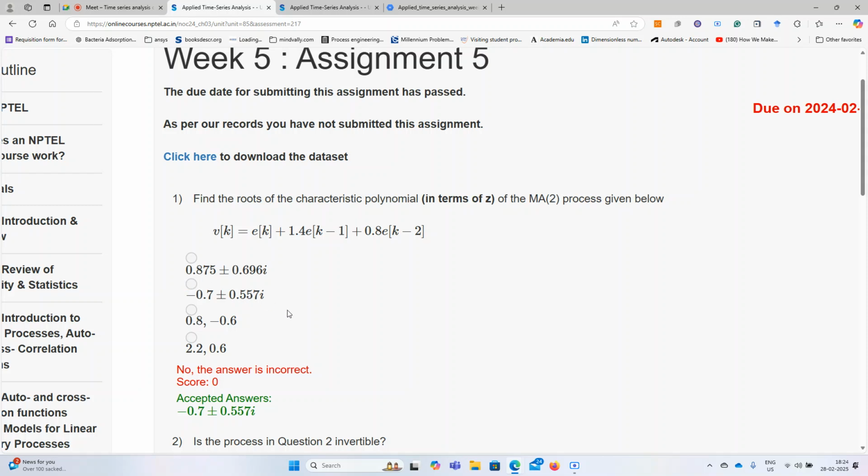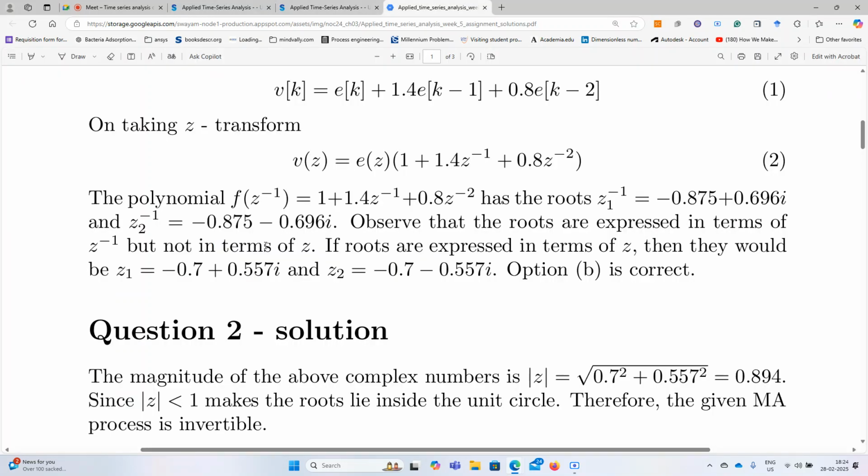B is the answer. It's very simple. You just have to assume it as a sort of quadratic, and that is possible. You just have to substitute. Take a Z transform.